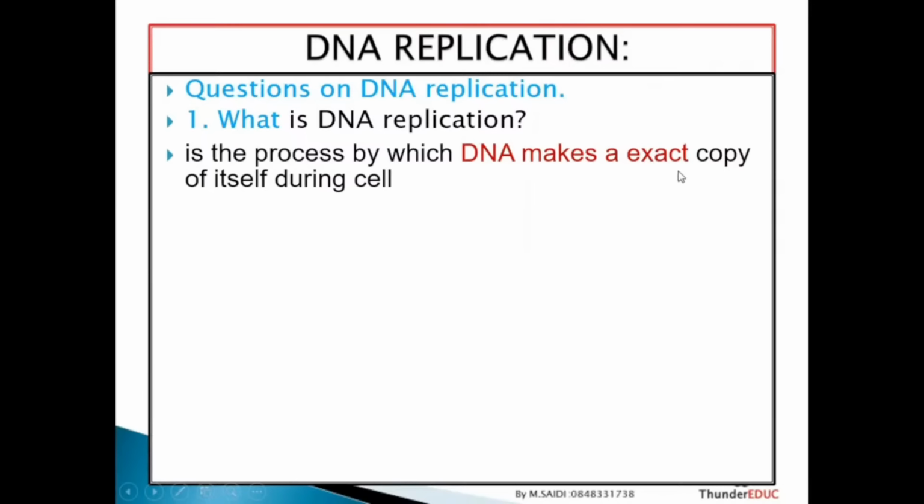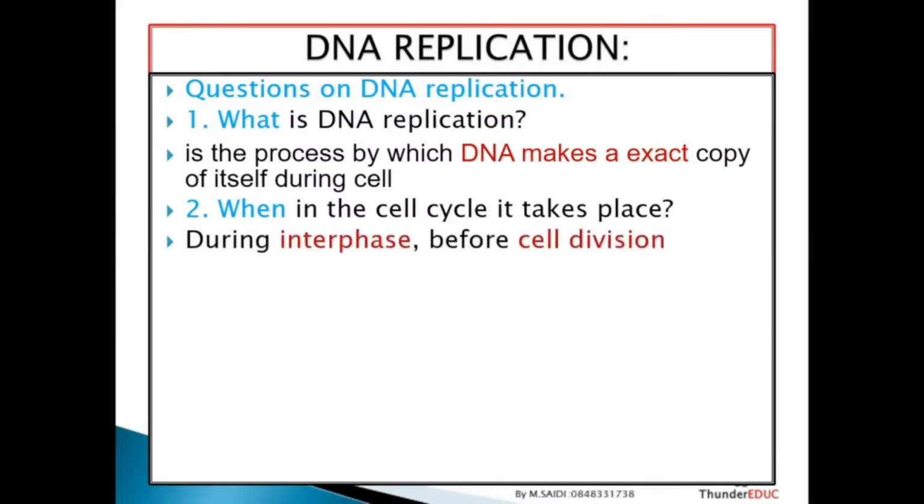Now the question is, when does it occur? When in the cell cycle does it take place? It occurs during interphase. You can say during interphase or before cell division, because interphase occurs before the cell divides. If you say cell division, you have generalized. With interphase, you are specific about exactly when it occurs, because we have different phases, but the first phase is interphase. So DNA replication occurs in interphase.